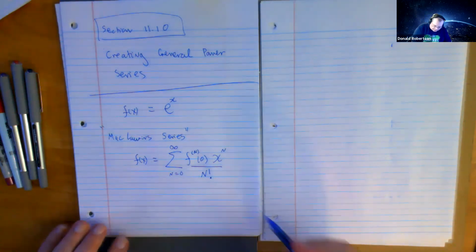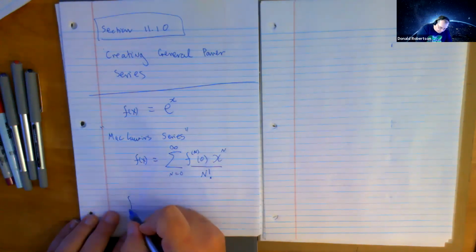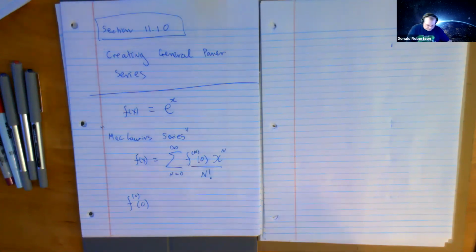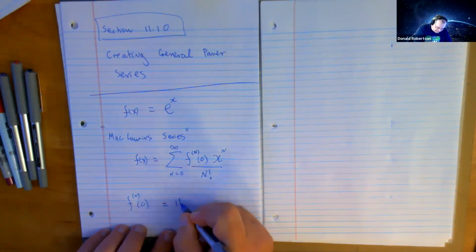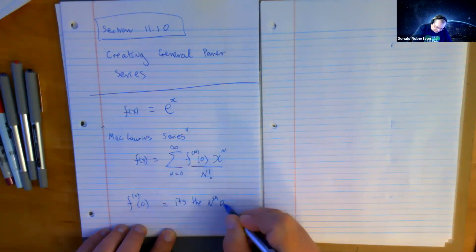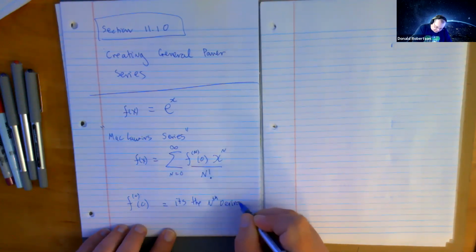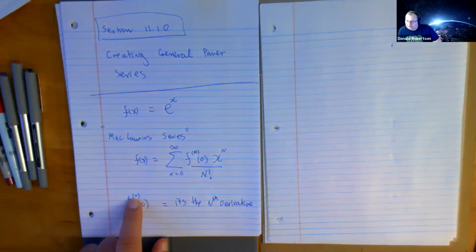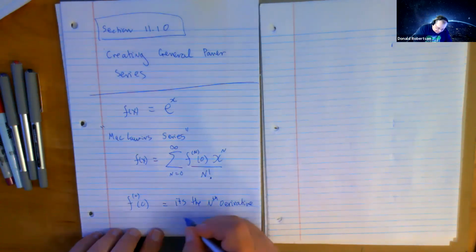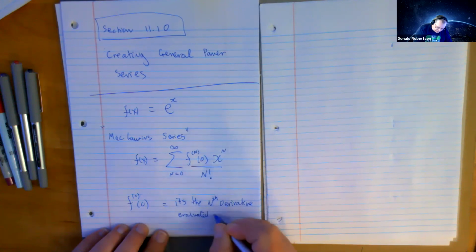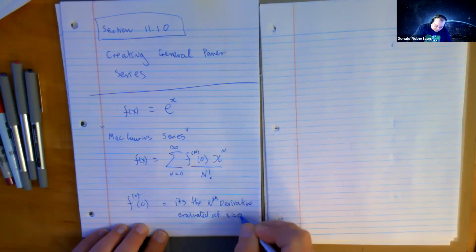Now, the only piece of that that's probably got you a little confused is what on earth is that? Well, it's the nth derivative. So when that n in the brackets is 5, it's the 5th derivative, right? When it's 20, it's the 20th derivative. So it's the nth derivative evaluated at x equals 0.